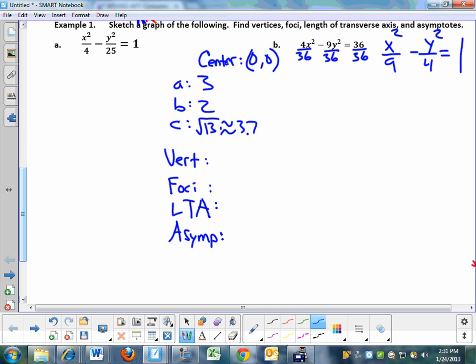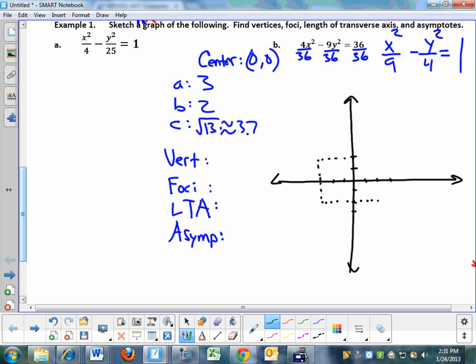There we go. I don't really know what those are, so I'm going to actually graph it and then look at my graph to determine those things. I do know how to graph it because I provided myself easy steps to graphing. The first thing I do is I make a box. How high is my box? 2, because the 4 is under the y. How long is the box? 3. So I go up 2. I go over 3. I make my box. That's my box.